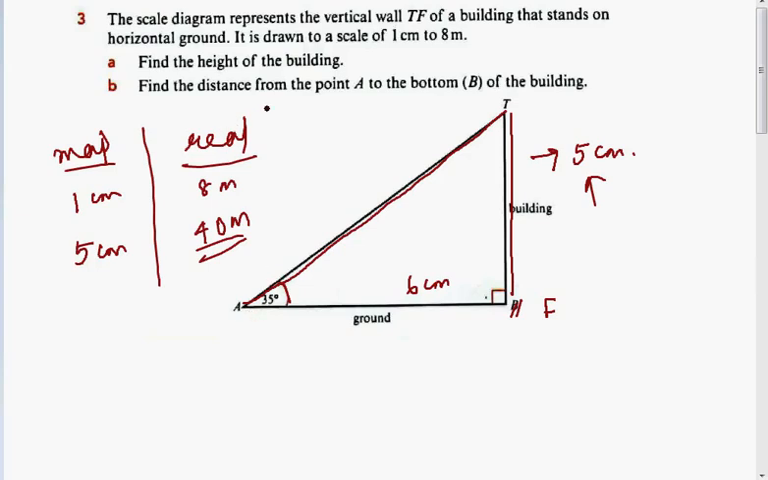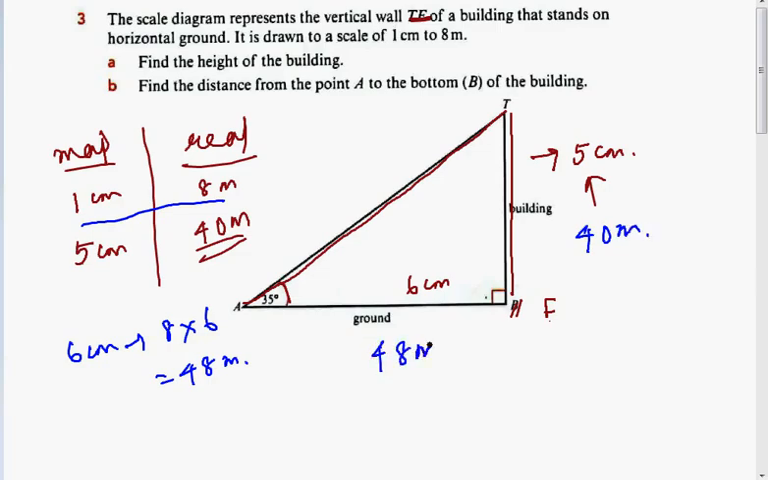I'm roughly taking this. Similarly, let's say this one is 6 centimeters. This is the distance from the point A to the bottom B of the building, or F over here. There's a printing error probably here. So likewise 1 cm is 8 meters, so 6 cm is 8 into 6, that is 48 meters. So this will be 40 meters and this will be 48 meters. You please calculate exactly using your scale and you will get the exact measurements.